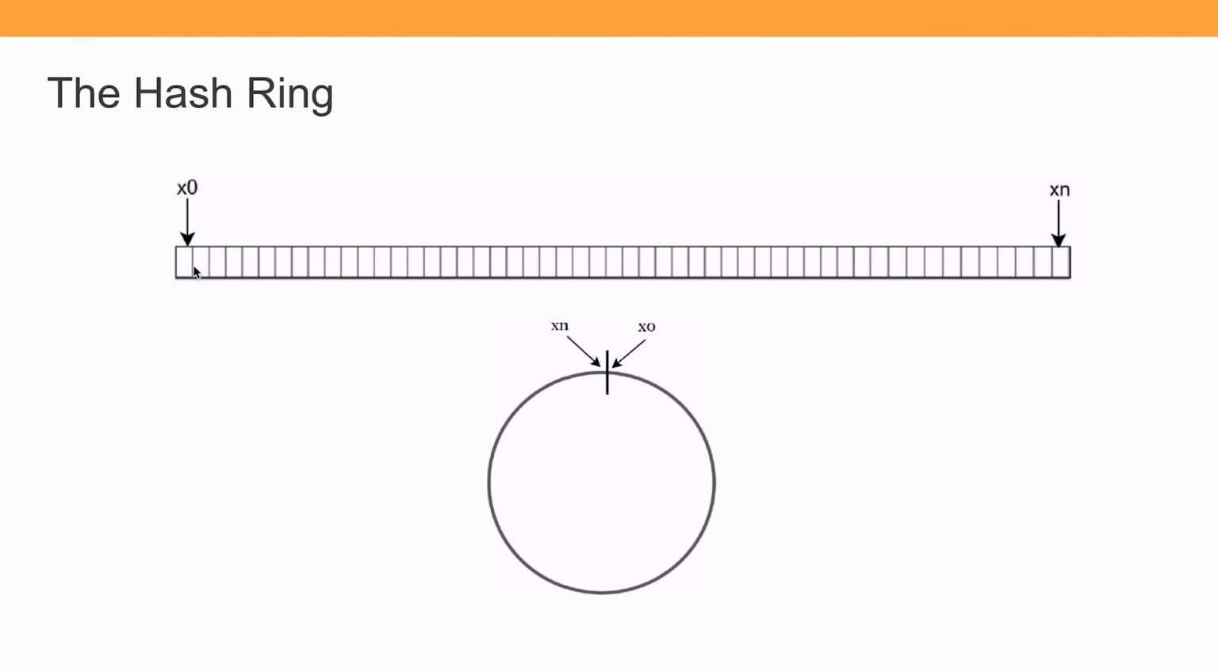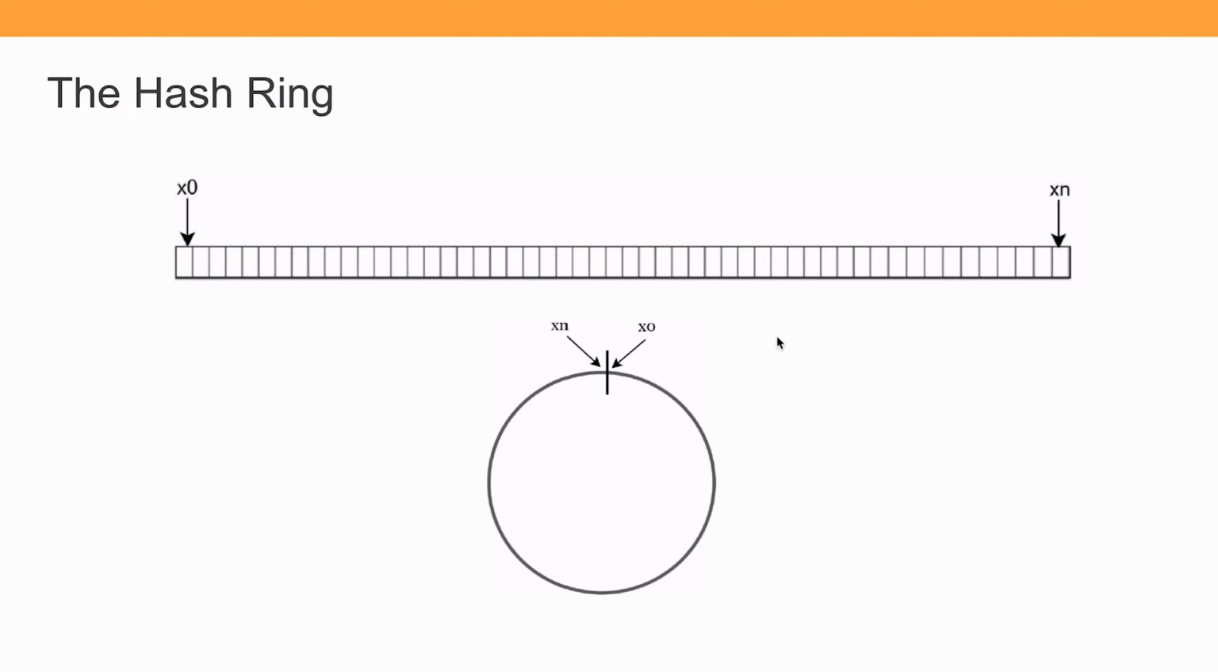Assume that we have one space. This is called hash space. Hash space is nothing but the number of servers to which we will map our keys. What if we create a circular ring of this hash space and call it a hash ring?